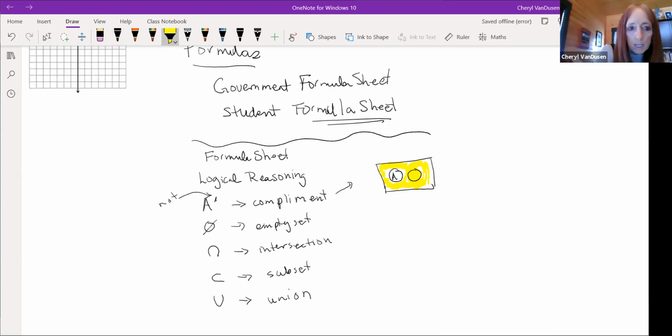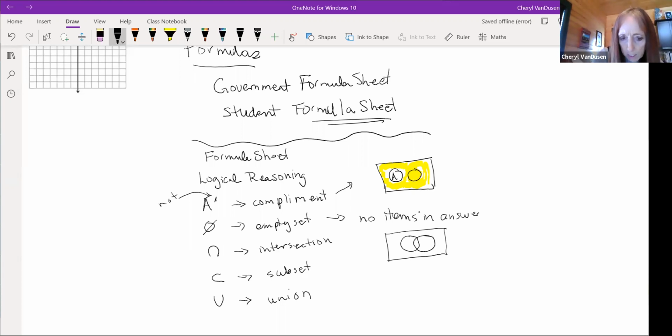The empty set is basically when you have no items in the answer. I hardly ever use the word empty set or the symbol for it. For whatever reason, it's not one that I use very often. Intersection: if I draw another little set with things overlapping like this, the intersection is this piece right here in both. The word intersection, think of it as the word both. And it's this little piece right there.